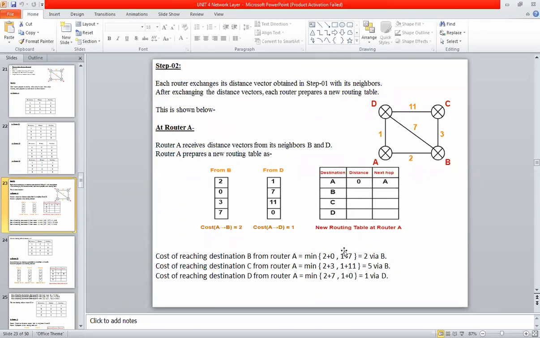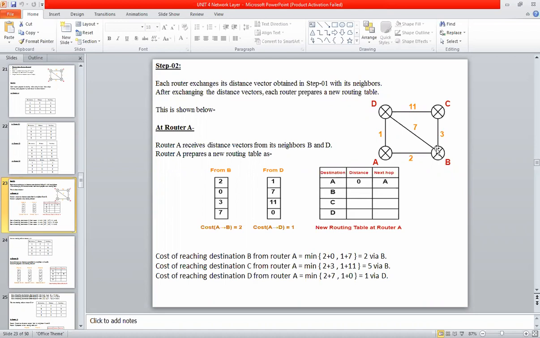Got it? The other route takes a longer path, or takes more time to reach the destination. So we have to consider only 2 from B to A. You have to update it here. The distance is 2, and the next hop is B. Similarly, for the cost of reaching destination C from router A, C is here.